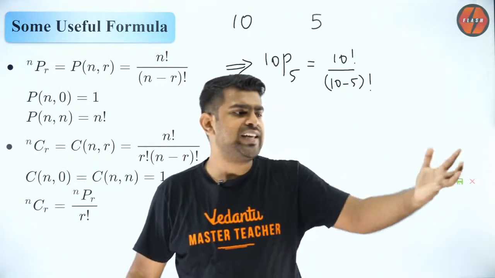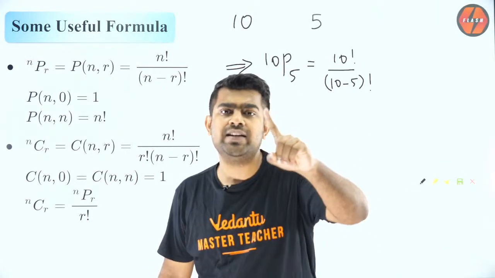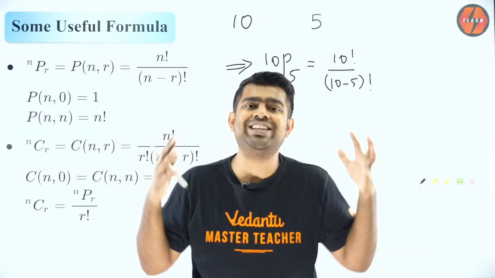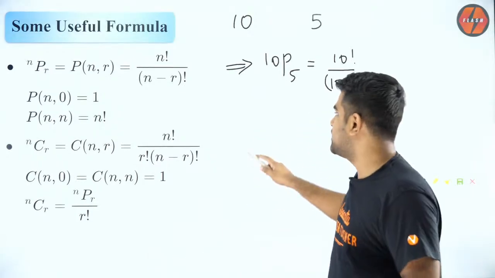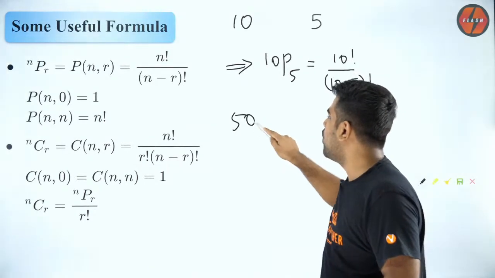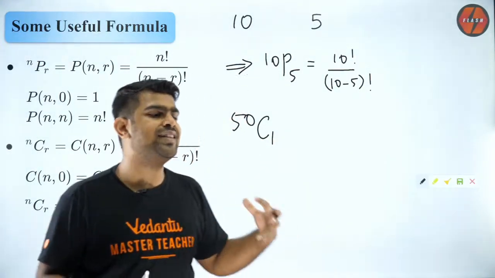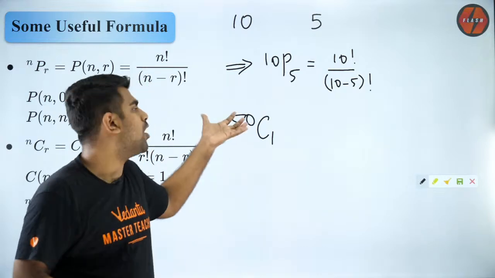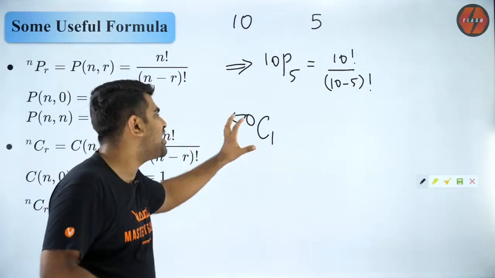For example, there are so many students here today. I want to select one person to be the class leader, to be the ninja leader. So how do I select that ninja leader? Let us say there are 50 students. So I will select 1 from 50. That is the number of ways in which I can select one person out of 50 people who are present here. So this is the answer.